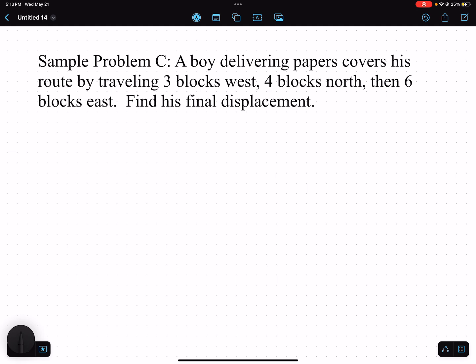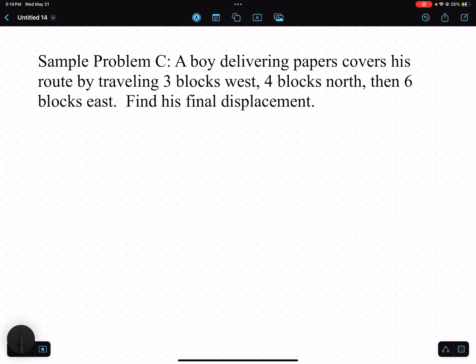Sample problem C says, a boy delivering papers covers his route by traveling 3 blocks west, 4 blocks north, then 6 blocks east. Find his final displacement. Okay, so same thing that we did before. We need to have our scale factor, but can you guys figure out what is the difference between this question and the other question?